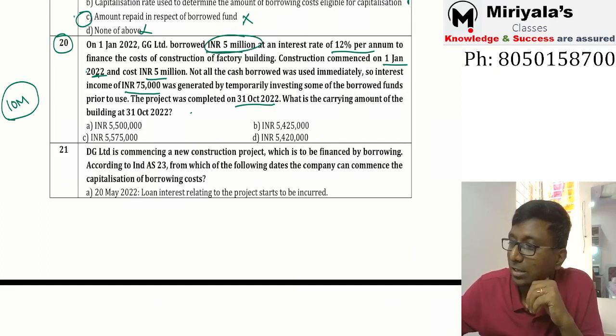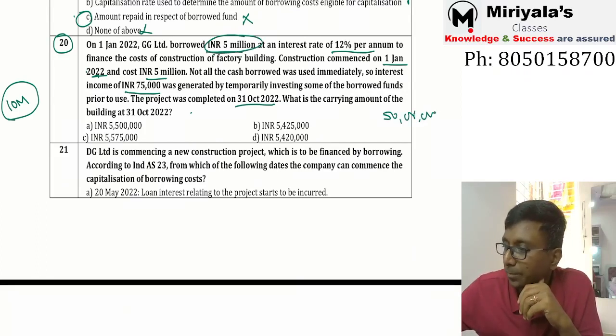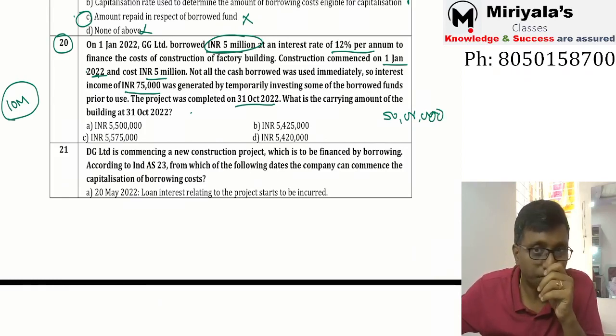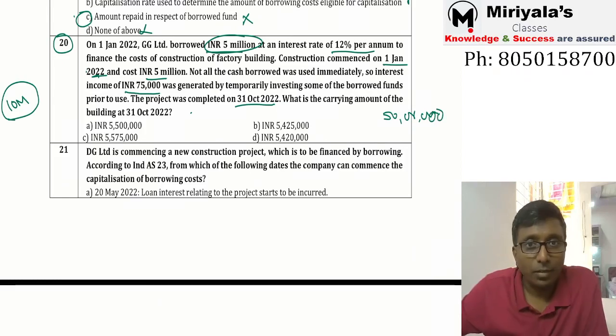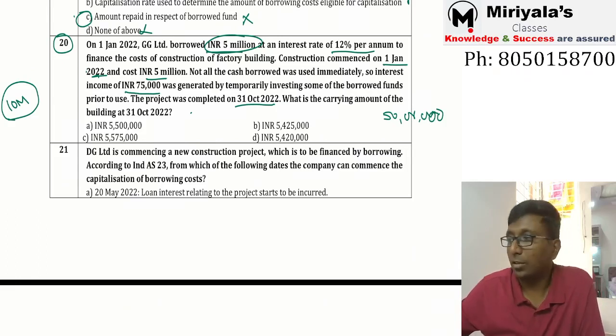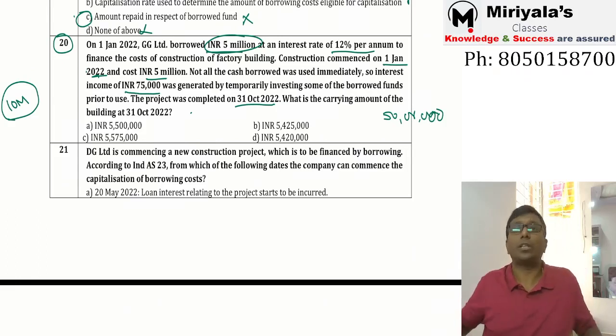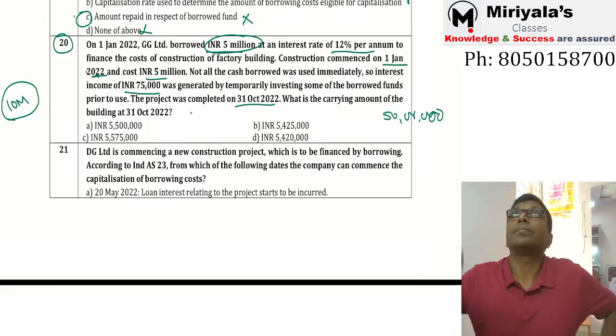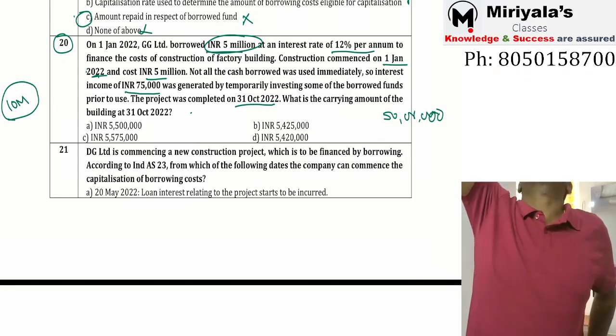First, 5 million is the original cost. 5 million means how much? 50 lakh rupees. Plus how much is the cost you have incurred? 50 lakh into 12 percentage, into 10 months only. Use your calculator. Let me also take my calculator.